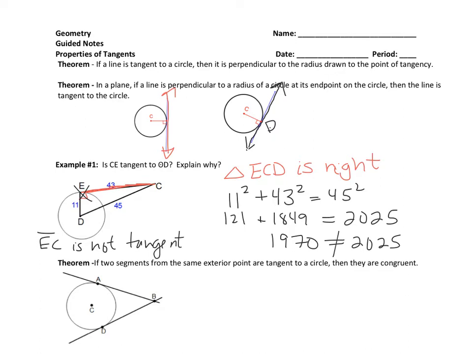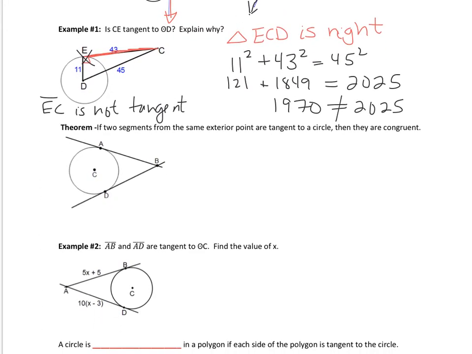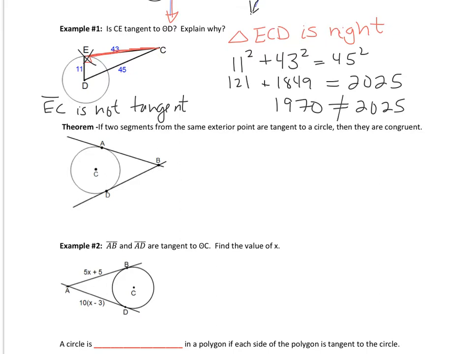So it has to make that right angle. The Pythagorean theorem must work, and that's the easiest way to show that a segment or a line is tangent or not tangent to a circle. Once we know something is tangent, and more importantly, if we know two things are tangent, we have a very important theorem that we can use to work with tangents.